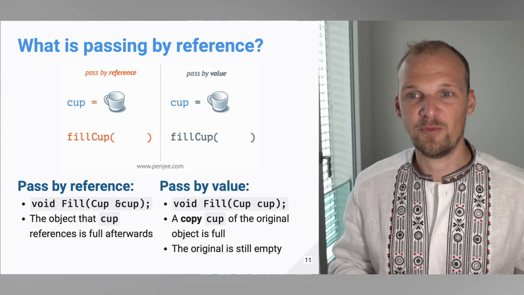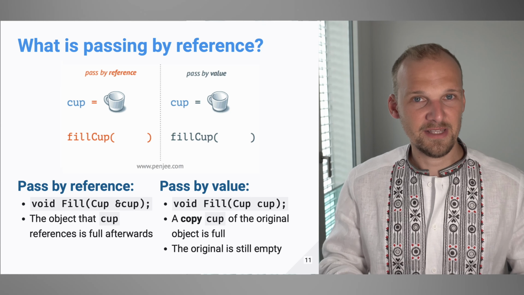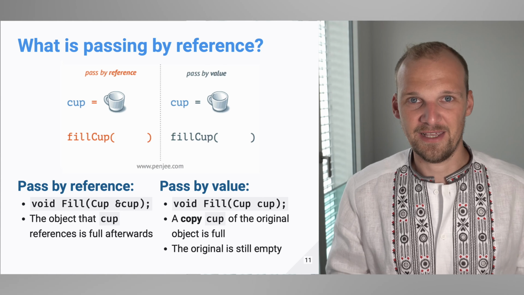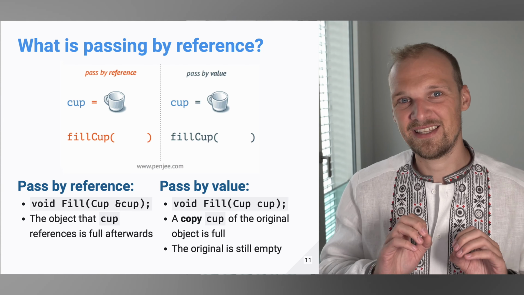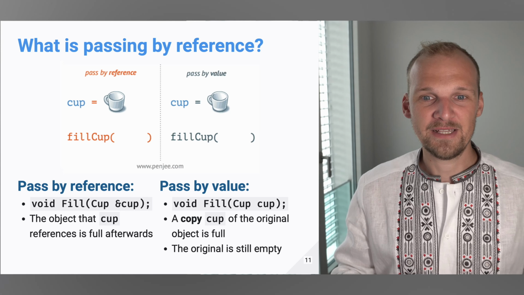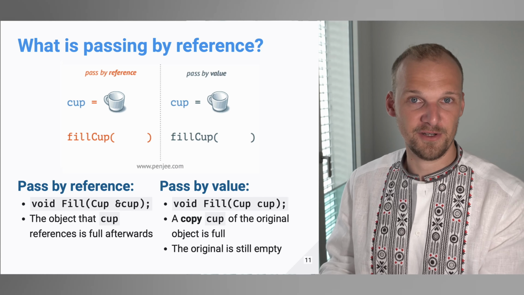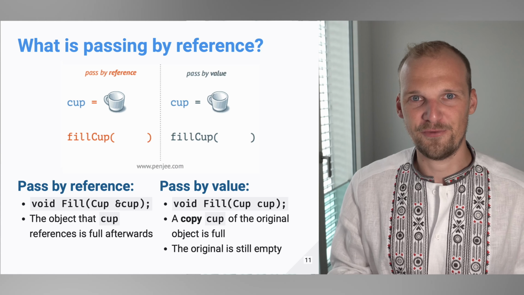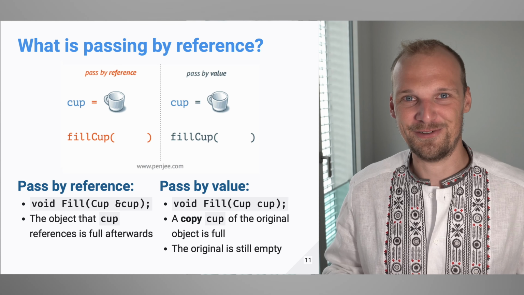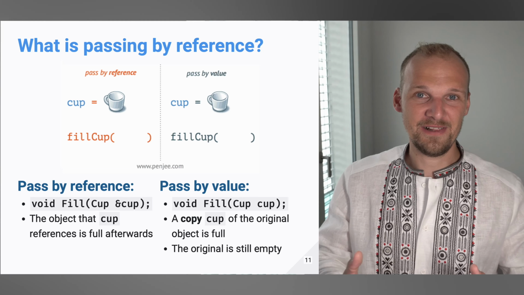What is the difference between passing by value and passing by reference? This is an example that I really like, and thank you to whoever did this, because it explains the concept so well. Let's say you have this cup, and then you pass this cup into a fill function, or a fill cup function. I will use the name fill here for my functions, because otherwise they don't fit on the slide. So you want to fill this cup.